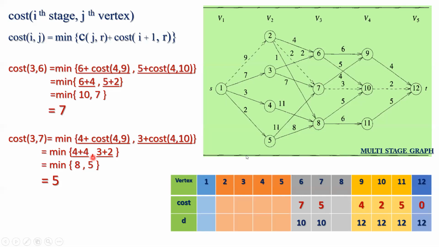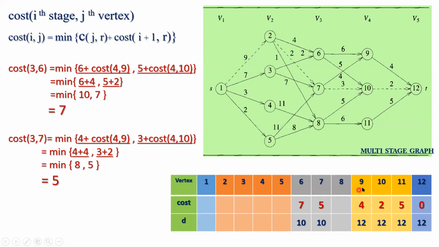Right. So now vertex 7 of stage 3, what is the cost? Minimum. How many options are there here? 7 to 9, 7 to 10. So both I have to consider. So this is J, this is R for the first time. Then for the second option, the J remains the same, R becomes 10. So what is the formula? As per the formula, this is cost 4 plus cost of vertex 9 at stage 4.